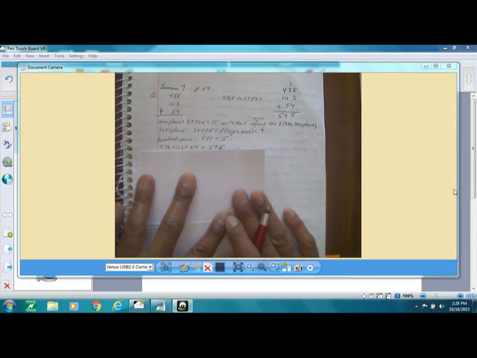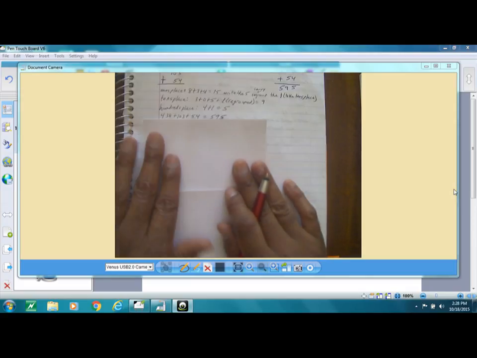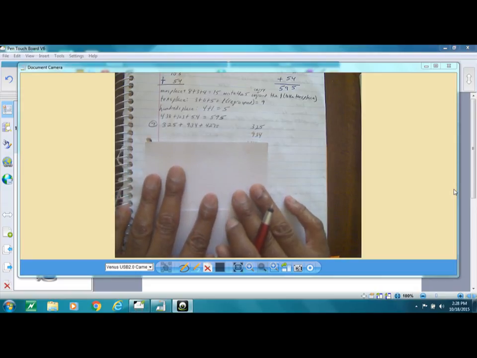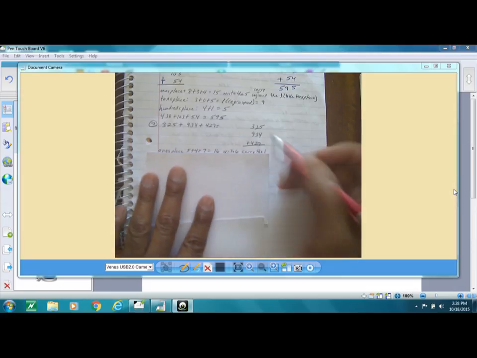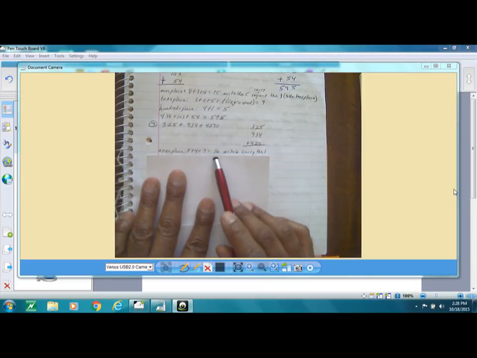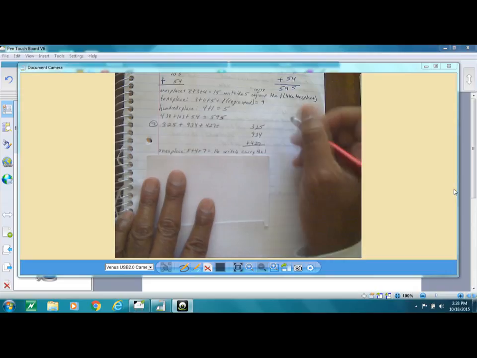On to number 7. Number 7 gives us 325 plus 934 plus 427. We're going to line it up. We're going to add the ones place first, the tens place next, and the hundreds place last. When we add the ones place, we have 5 plus 4 plus 7. 5 plus 4 plus 7 equals 16. We'd write the 6 in the ones place and carry the 1 to the tens place.